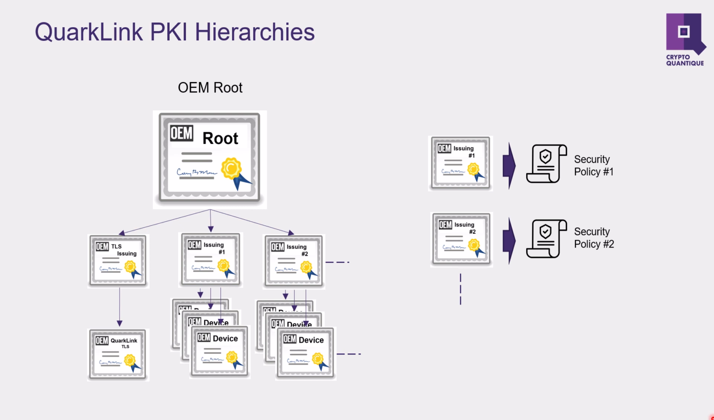This diagram shows the arrangement of the PKI in your QuarkLink instance. Here you can see the top self-signed certificate is the OEM root certificate. It is from this certificate that all these other certificates are signed. Then you have the second level, which is issuing certificates. Here you have the TLS, which is part of the TLS handshaking. And then you have these issuing certificates from which your IoT device's device certificates are created. These issuing certificates are based on the security policy that you create for your IoT network.